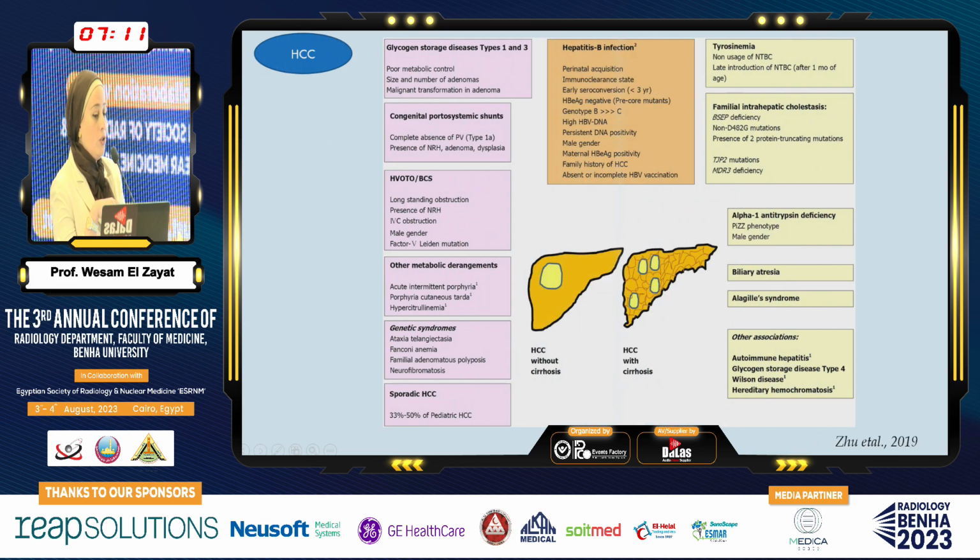Regarding HCC in children, there are numerous predisposing factors: glycogen storage disease, tyrosinemia, biliary atresia, portosystemic shunts, Alagille syndrome. Many syndromes can be precursors of HCC. But it is worth noting that HCC can be sporadic in children. It's not an uncommon occurrence. It accounts for 33 to 50% of cases of HCC.